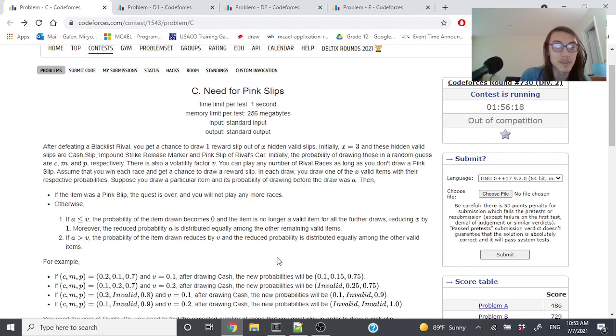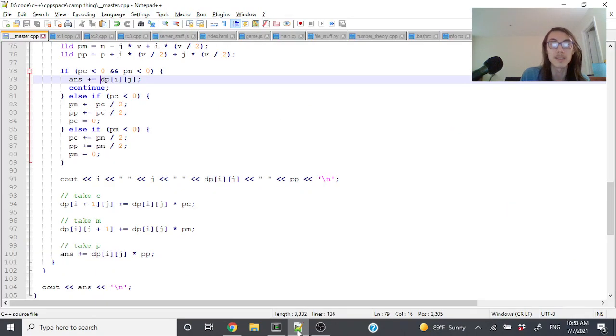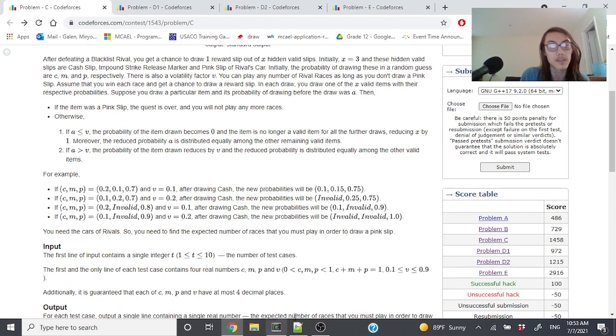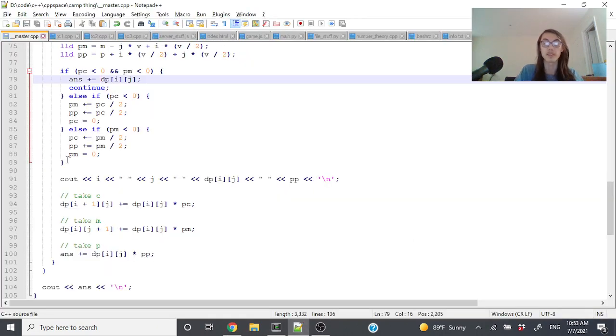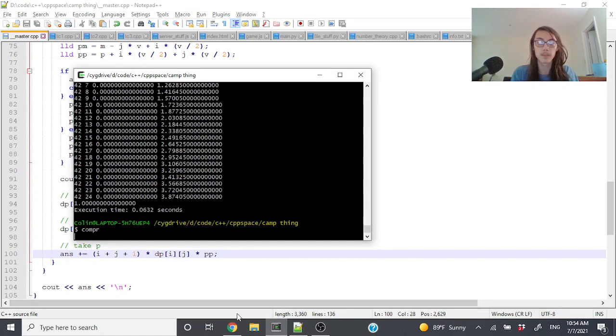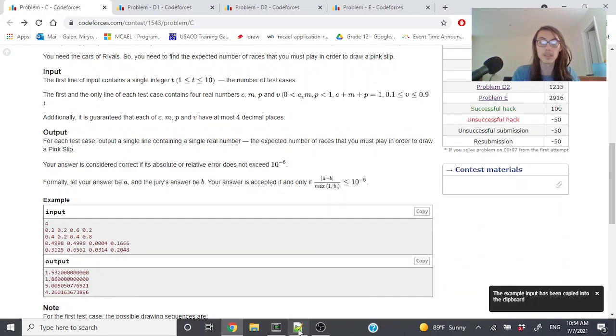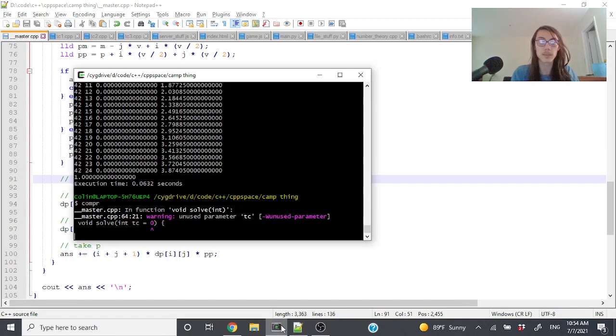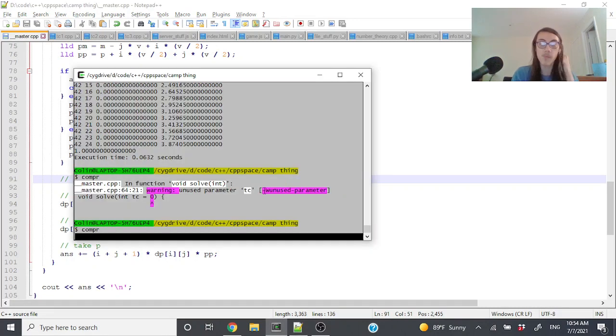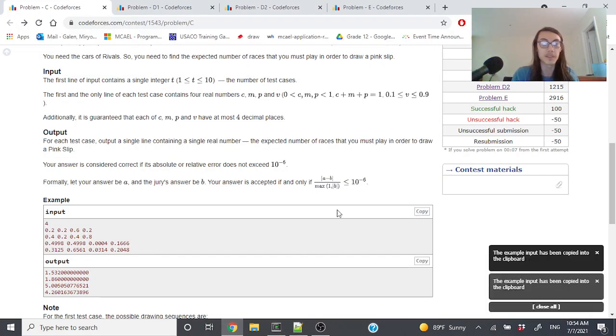But we actually need the expected value, which is the number of draws, right? Yeah, expected number of races. So i plus j plus 1, because that's the number of draws it takes to get here. And then this is also i plus j plus 1. Yes, good. Let's get rid of this. Now it should hopefully be correct.